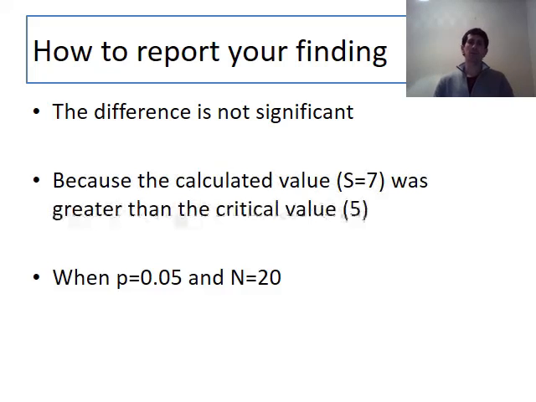So how do we report this in our answer? They might give you the table and ask you to work out if the difference is significant. How you would write this up is: the difference is not significant because the calculated value of S equals 7 was greater than the critical value of 5, when P equals 0.05 and N equals 20. That would get you your 3 marks in the exam, maybe 1, 2, 3.